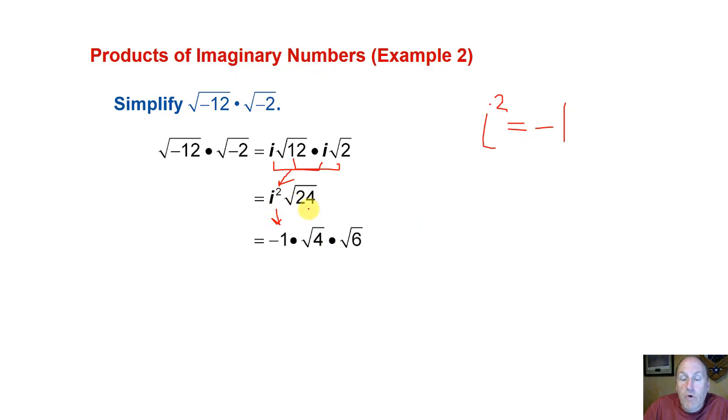So the square root of 24, we're going to break it up into perfect squares. It's equal to the square root of 4, which is a perfect square, times the square root of 6. And so that becomes negative 1 times 2 times the square root of 6, or negative 2 times the square root of 6, which is our answer.